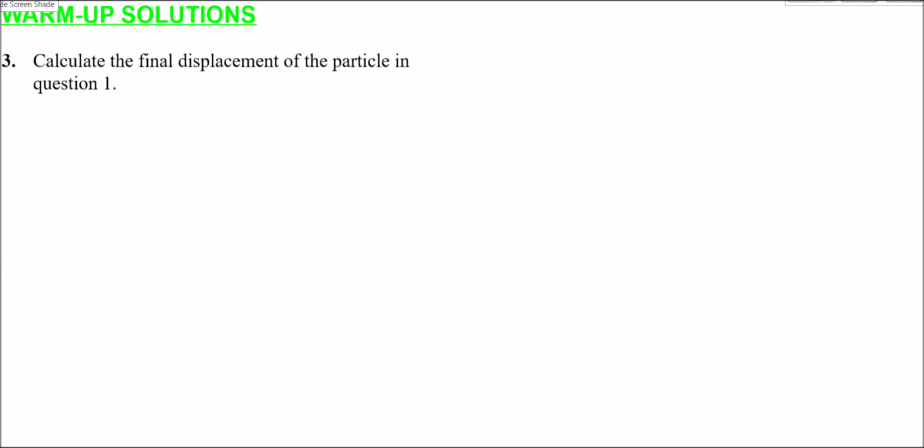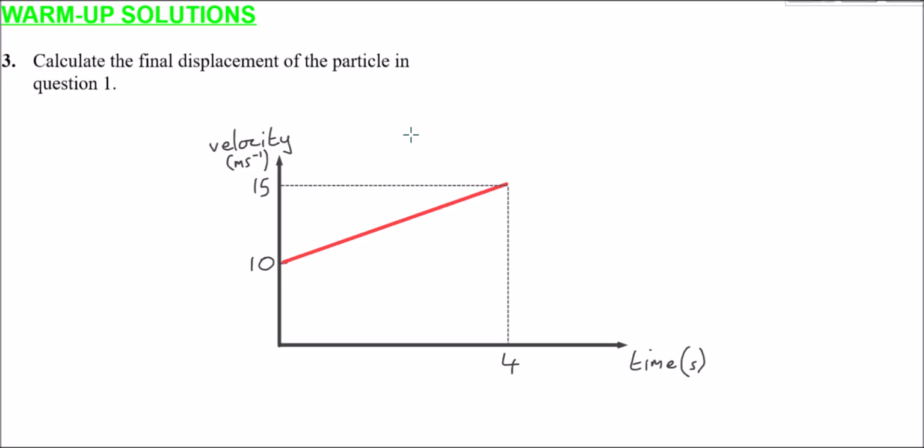Question 3 is also asking us about question 1 again. So calculate the final displacement of the particle in question 1. So again, just remind us of the graph from question 1. How do we work out the displacement if we have a velocity time graph? Well, we need to remember a crucial concept here, and this goes on later on for this lesson as well, that displacement is given by the area under a velocity time graph.